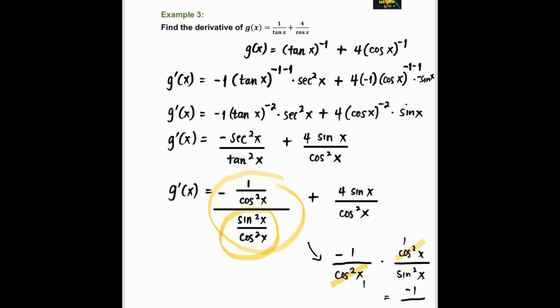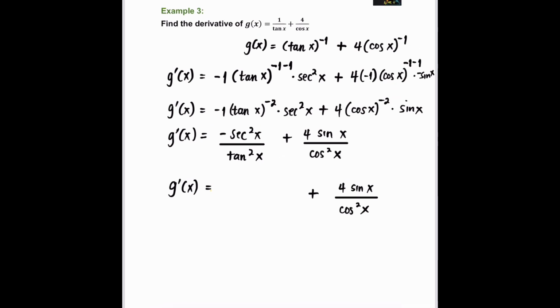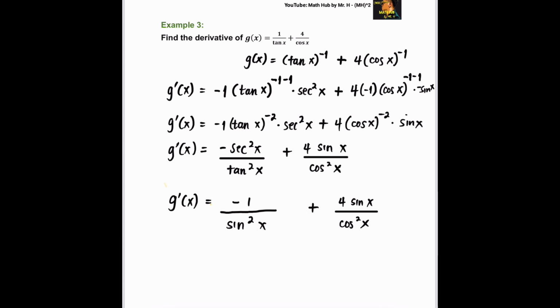Divided by 1 times sine squared x is sine squared x. So technically, this term right here can be rewritten as this. So that's -1 over sine squared x. So we can replace it. All right, so the first term is actually equal to -1 over sine squared x. Right? This is the answer.